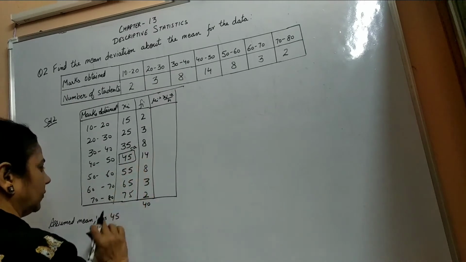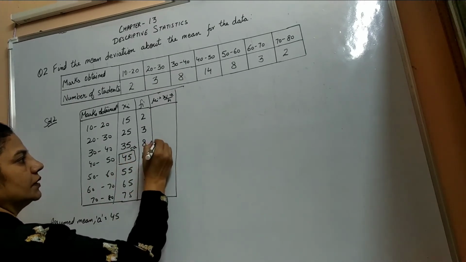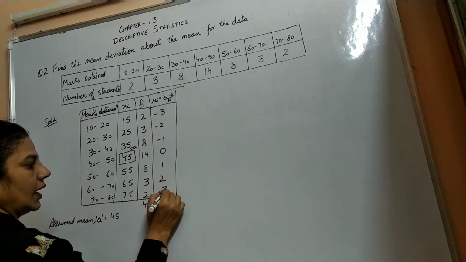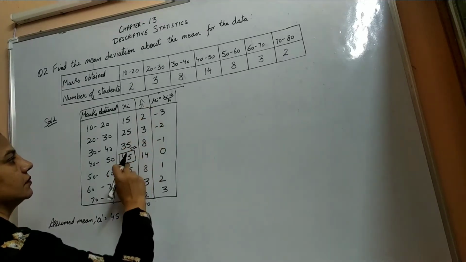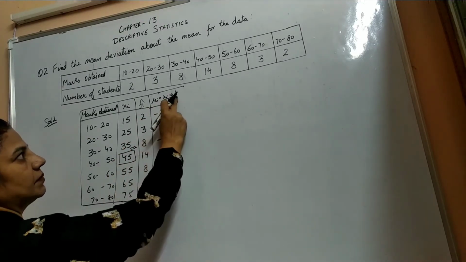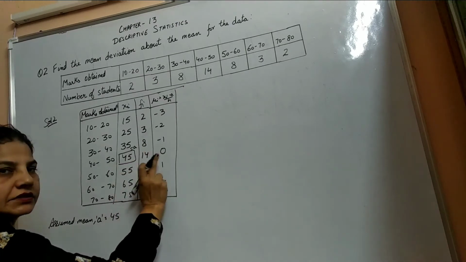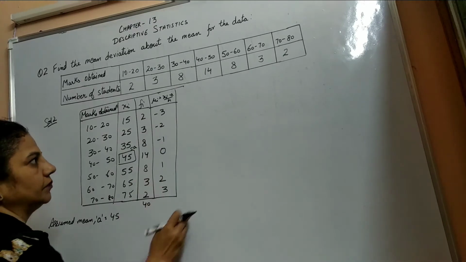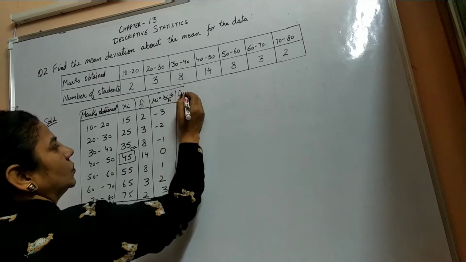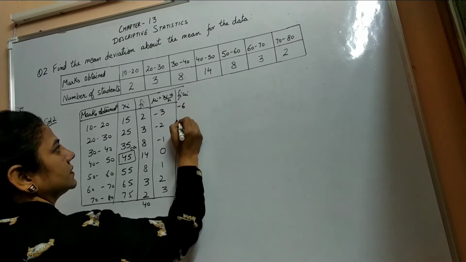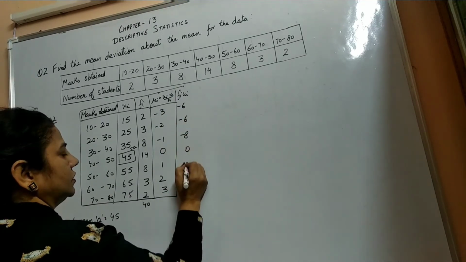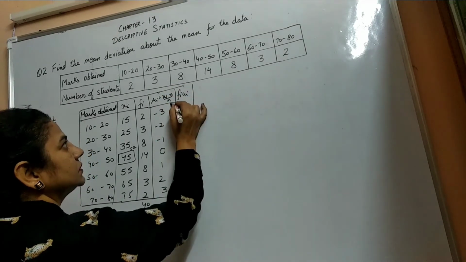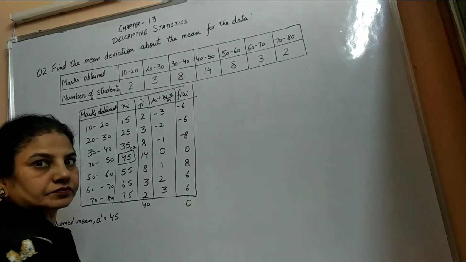Against 45 it is 0, then minus 1, minus 2, minus 3 above, and 1, 2 and 3 below. We get ui as xi minus A upon h. So against 45 it is 0, above 0 it is negative, minus 1 to 3, and below 0 it is positive 1 to 3. Then you will have fi ui: minus 6, minus 6, minus 8, 0, 8, 6, 6. Add all this, you will get 0.